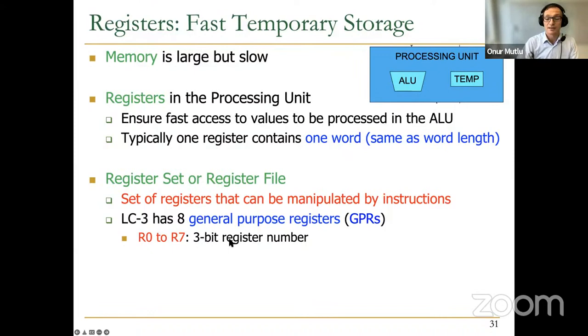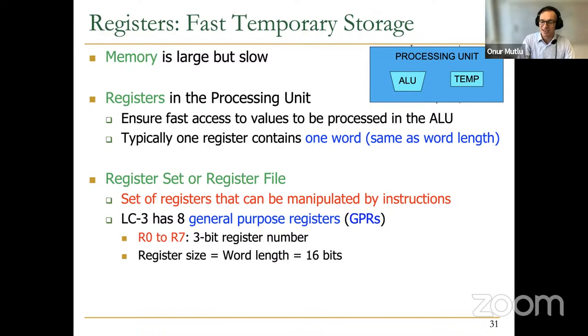Again, this is basically a small specialized memory. It's very similar to the memory that we have seen. You have 8 locations and each location has one word, okay? Register size is the word length, which is 16 bits in LC3. So, okay, now we can calculate the size of the register file in LC3.